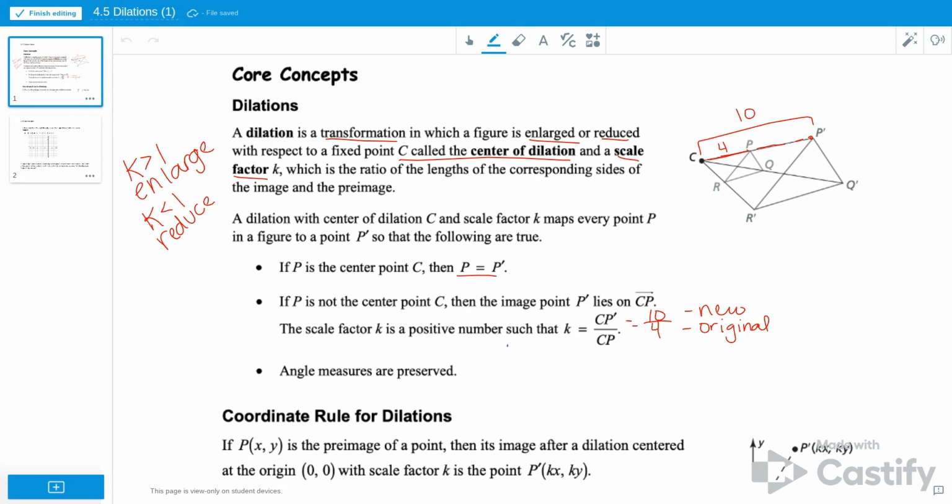And then the last one, the most important thing, is angle measures are preserved. So when we dilate something, if our angle measures are 30, 60, 90, they're still 30, 60, 90 in the next triangle, whether it gets larger or smaller.